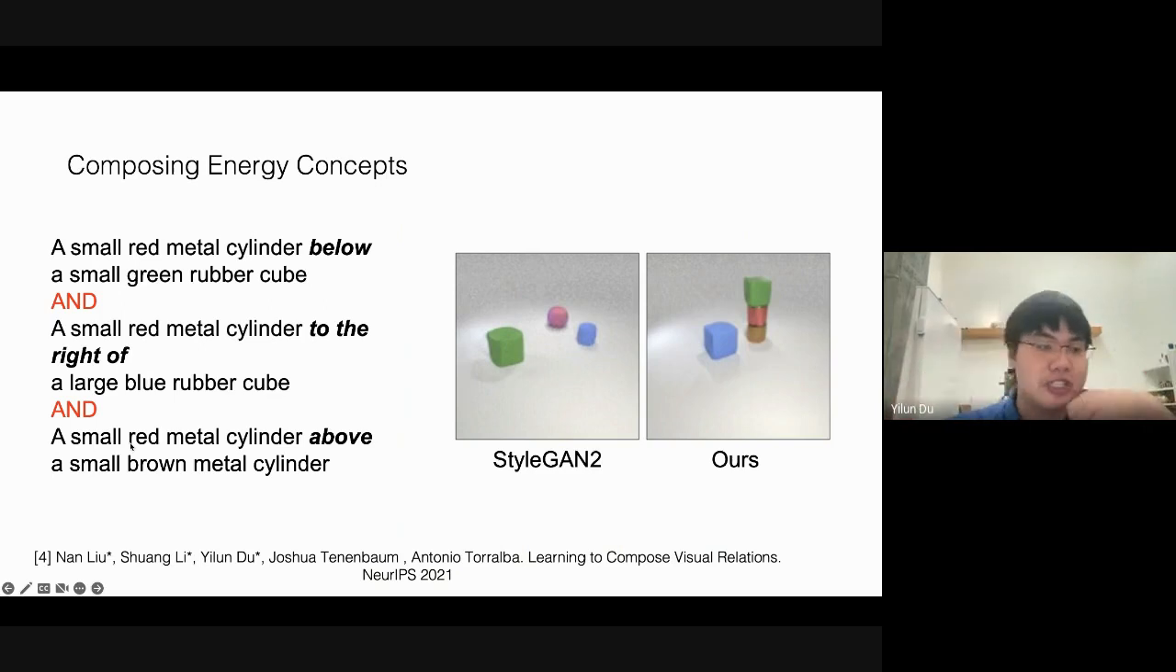So you condition the first energy function on this text, and you condition the second energy function, which has the same weights but just different text conditioning, with this text, and the third one with this text. And then by simply adding these energy functions together, conditioned on each of these different pieces of text, you can generate images that exhibit exactly this set of relations.